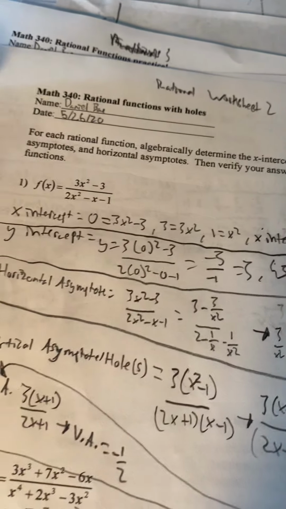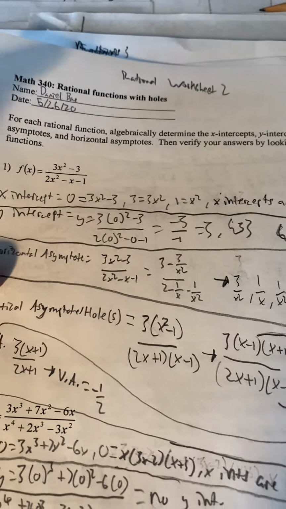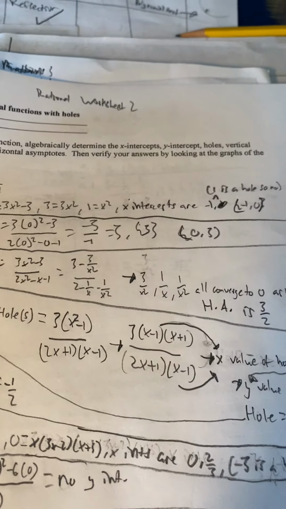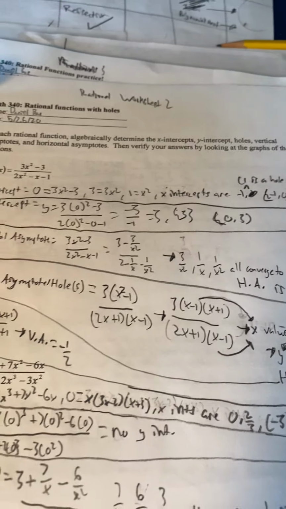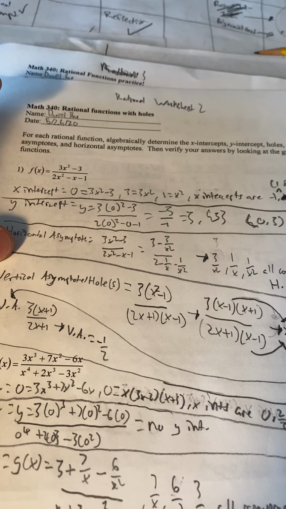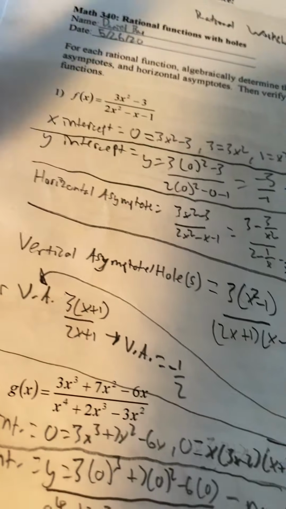All right, rational worksheet 2. For each rational function, algebraically determine the x-intercepts, y-intercepts, holes, vertical asymptotes, horizontal asymptotes, and verify your answer by looking at the graphs of the functions. All right, so I just kind of simplified this into dividing into x, y, horizontal asymptote, vertical asymptote, and holes.